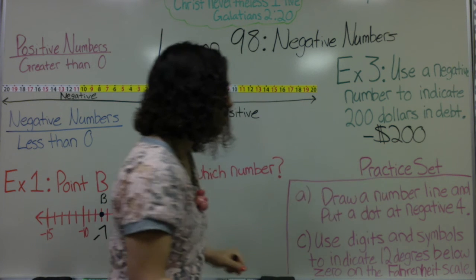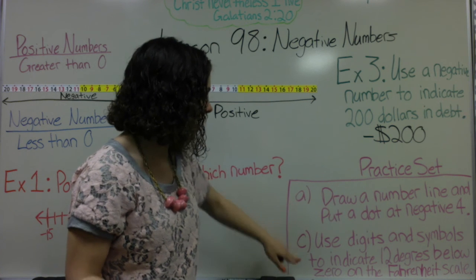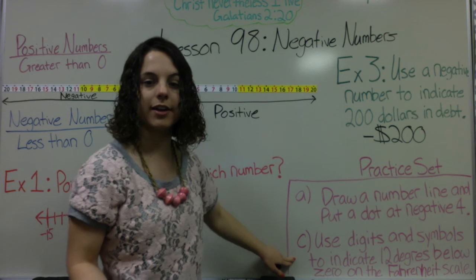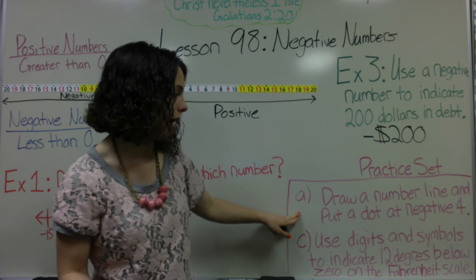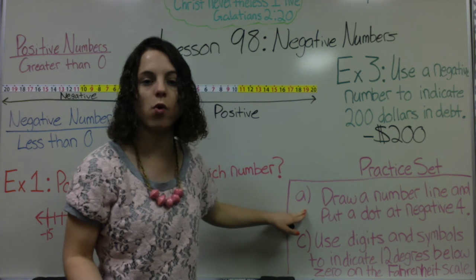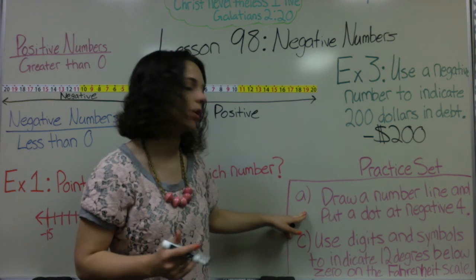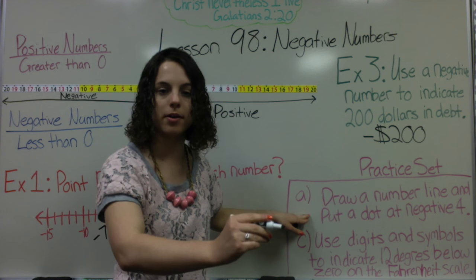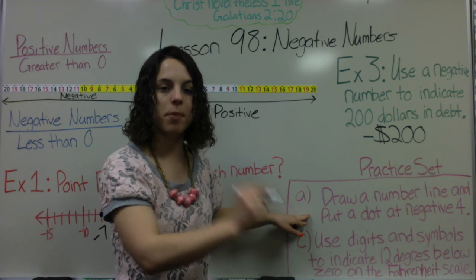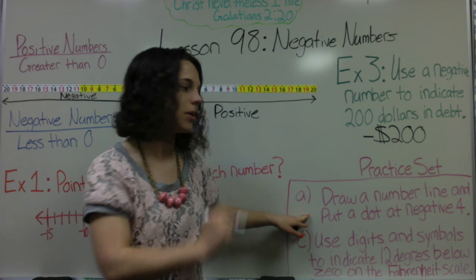So practice set, I want you to do A and C. We will do B together in class. A says to draw a number line and put a dot at -4. I want you to label the numbers also. That's very important. Label the numbers. Don't just draw a number line and put a dot at a random place. I want you to label the numbers.